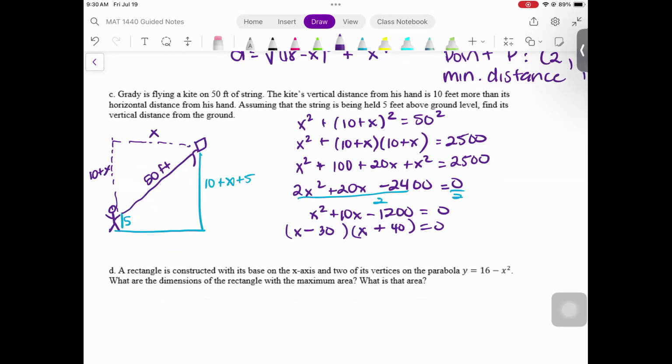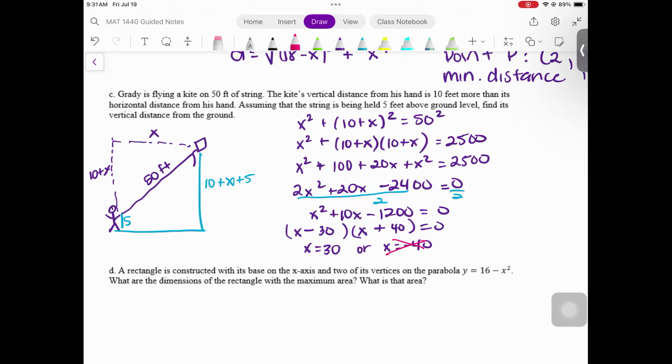Zero product property tells me that I'm going to set both of these factors equal to 0. So we get x is equal to 30 or x is equal to negative 40. But because x is a distance, that negative 40 solution can be eliminated altogether. So we've solved for x, but again, going back to the problem, identifying what we're actually being asked to find so we can interpret our answer.